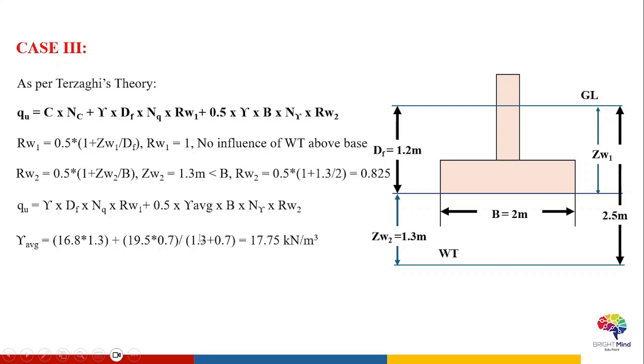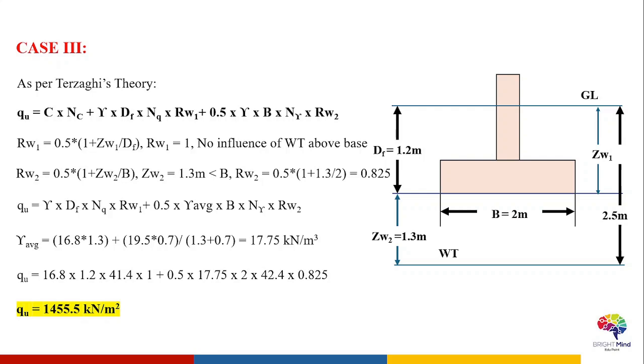This has to be used for the determination of bearing capacity, and it has to be substituted in the wedge term. So once we substitute all the variables that we have calculated, we get the value of the ultimate bearing capacity of the soil for this corresponding condition as 1455.5 kilonewton per meter square.